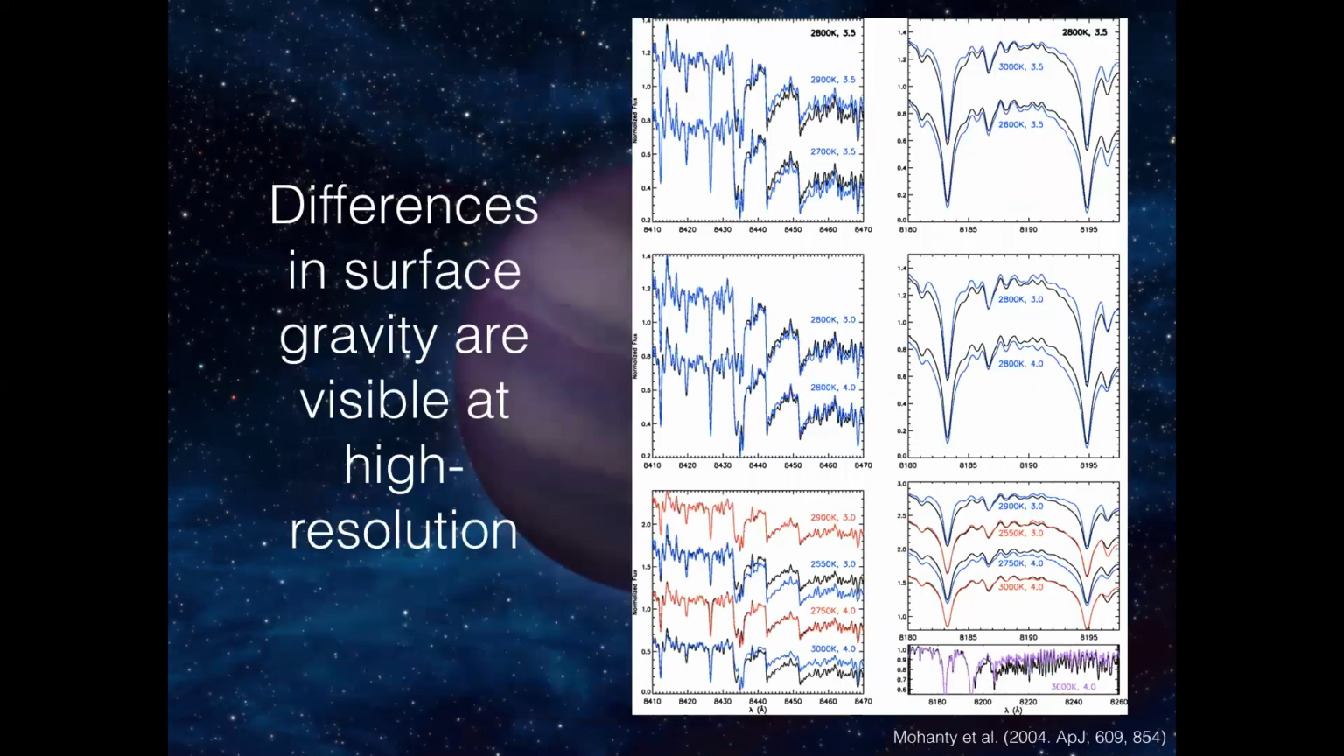And models suggested that it would be. We looked at models from Bohanti et al. in 2004. If you look at the right-hand panel of this figure, they show model absorption lines of objects of different surface gravities, and you do see a difference in the widths and depths of those lines as you change surface gravity. We wanted to know if we could see that in our data as well.